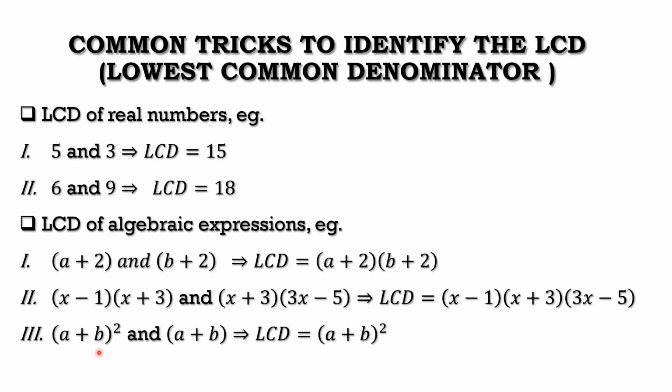Now let's go to the LCD of a plus b all squared and a plus b. Here, a plus b is a repeated factor of this particular expression. Since this expression also repeats itself in an index form, we are going to take only one with the highest index. So the LCD between these two expressions will be a plus b all squared, because a plus b is a factor of a plus b all squared.